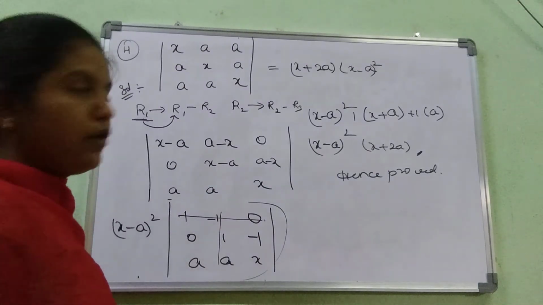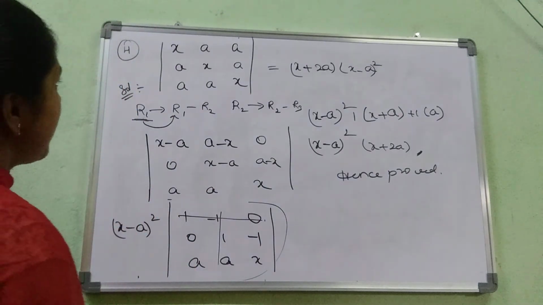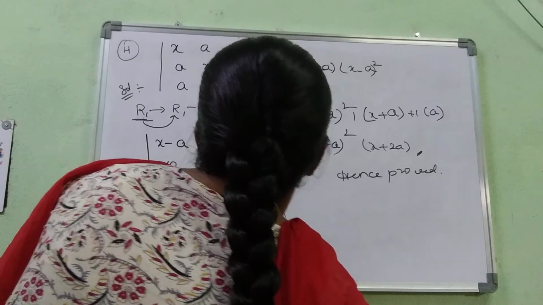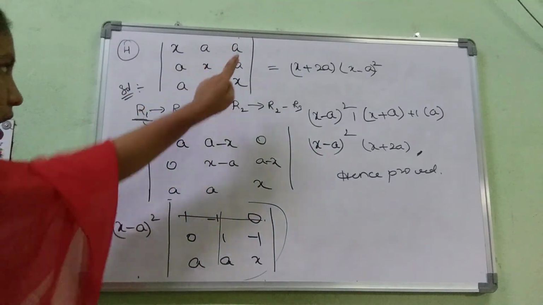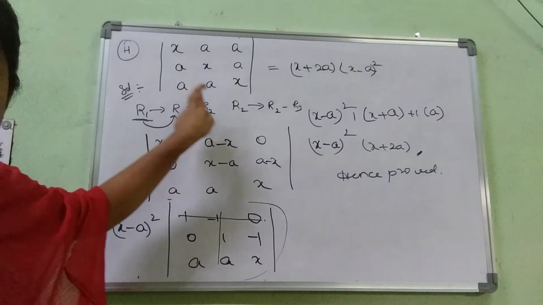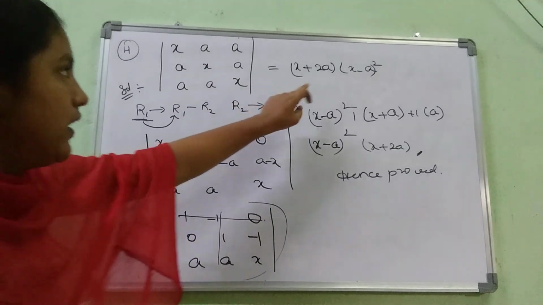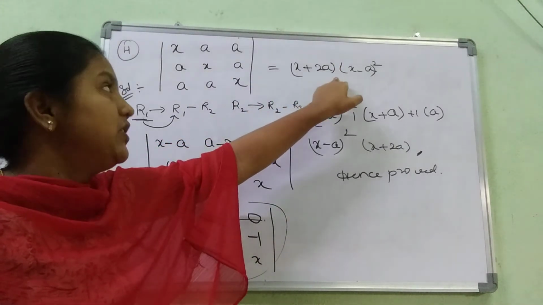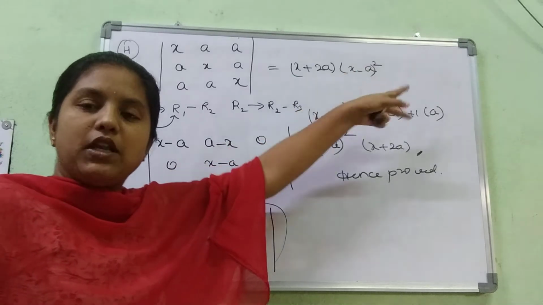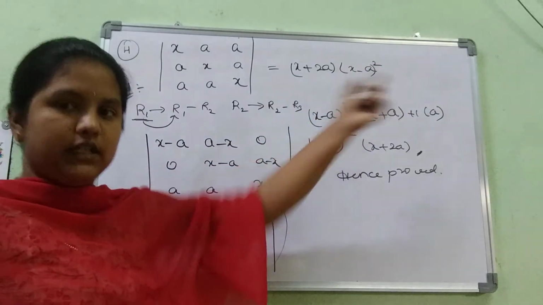Okay, once again I am showing you. First step, they have given x a a. Okay, here x a a, a x a, a a x. Okay, here they told us to prove x plus 2a into x minus a whole square. Okay, is it clear now?